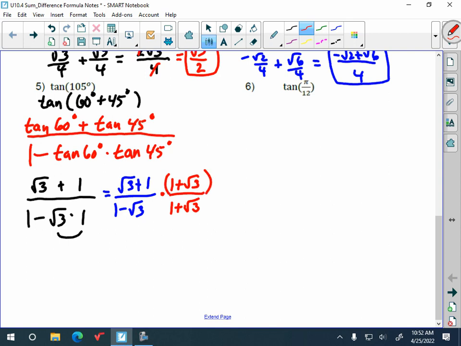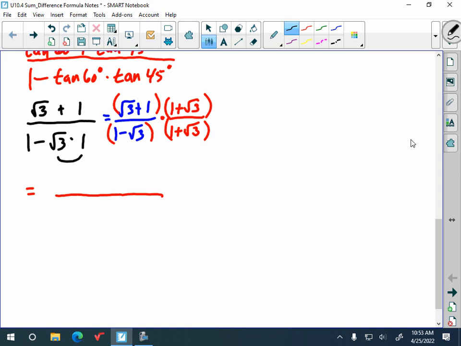All right, so this is where we double distribute. I'll do it underneath so we don't run out of room. All right, so this just involves multiplication now. So radical 3 times 1, I'll do the top. Radical 3 times 1 is radical 3. Radical 3 times radical 3 is radical 9, which is just 3. Now we'll take the 1 and distribute. 1 times 1 is 1. And then 1 times radical 3 is plus radical 3.